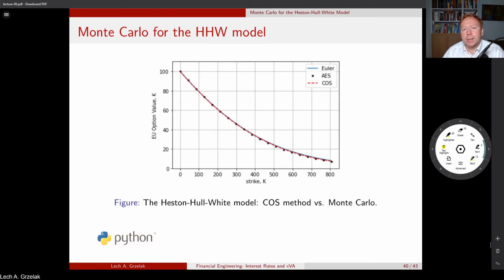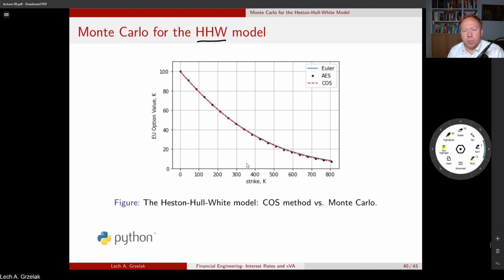Now it's time to collect the techniques we have learned in today's lecture and put them together and compare them to each other. First of all, we will consider the Heston-Hull-White model, so the model we have discussed in quite some detail.